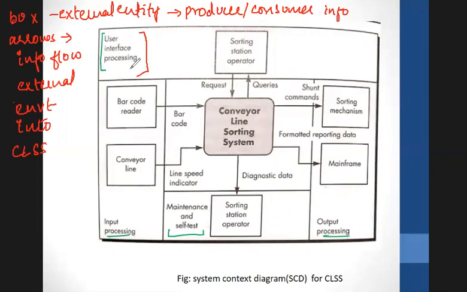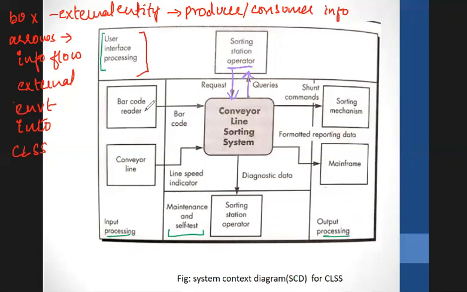Now within the user interface processing, first the user is going to stand in a line, and when his turn comes, he is going to access the conveyor line sorting system. That is sorting station operator. You are going to send a request to the conveyor line sorting system, and any queries to be asked by the operator, this job is done at the user interface processing level.